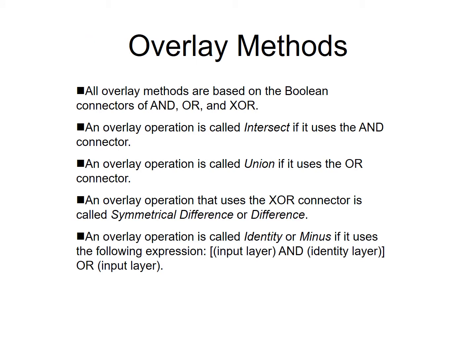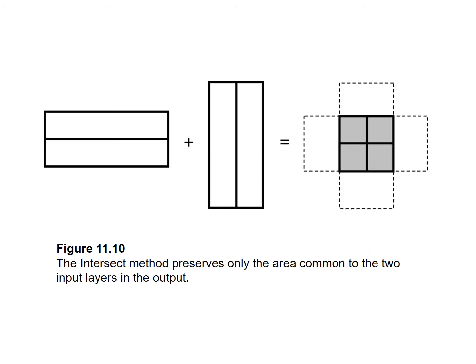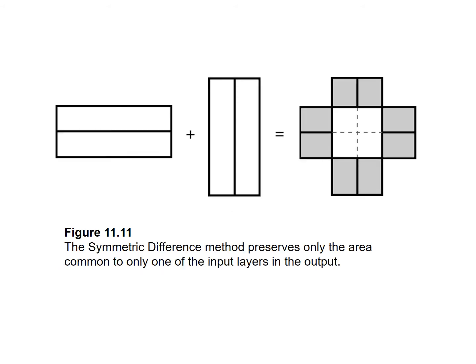Overlay methods are based on Boolean connectors: ands, ors, and not ors. An overlay operation called intersect uses the and. Union uses the or, and not or is a symmetrical difference or difference function. That's what union looks like. It keeps everything. That's what intersect looks like. It only keeps the things that are common to both. The symmetric difference, or the not or, does that.